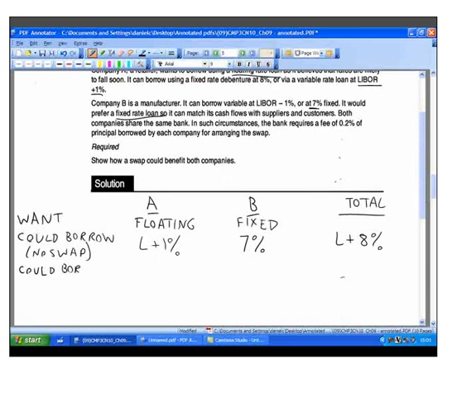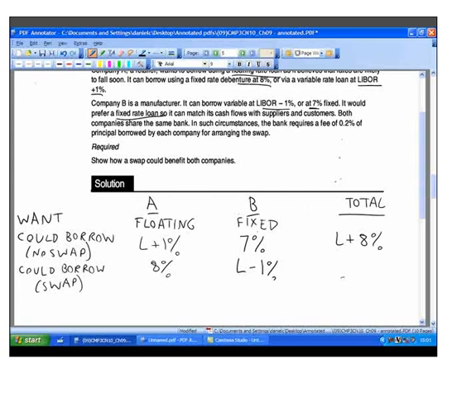So what that means is that if each of them goes and gets the type of borrowing they don't want, and then they do a swap, and we'll come on to how the mechanics of the swap will work in a second, but if they both go and do the type of borrowing they don't want, they will actually pay collectively LIBOR plus 7%. In other words, it will work out cheaper for them to borrow what they don't want and then do a swap.